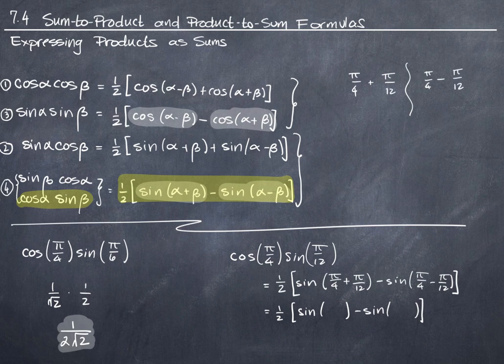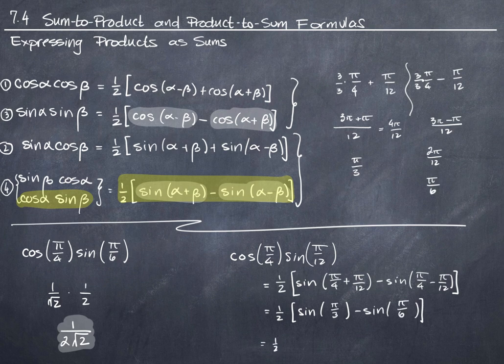Now, I'm going to need a common denominator, so I'm going to multiply my first fraction by 3 over 3. And that's going to give me 3 pi plus pi over 12, which is 4 pi over 12, which is pi over 3. So that's what goes in here. And this is going to give me 3 pi minus pi over 12. That's 2 pi over 12, or pi over 6. So that's what goes in here.